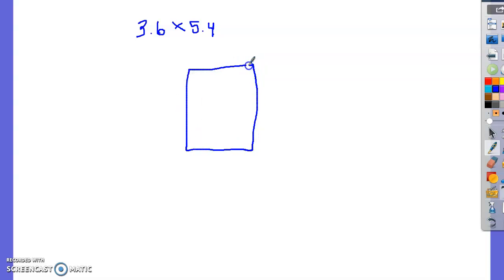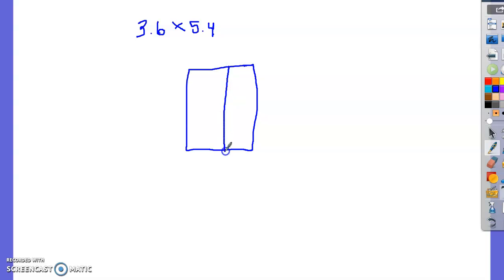All right, so we're going to talk about the partial product area model. Okay, so using that area model to multiply these types of numbers. So if our number was 3.6 times 5.4, we're going to start by separating these numbers out into our area model.